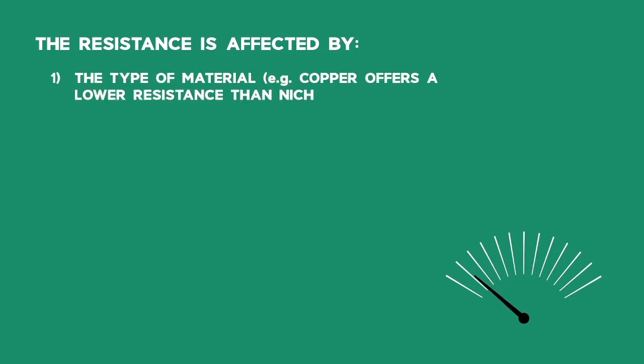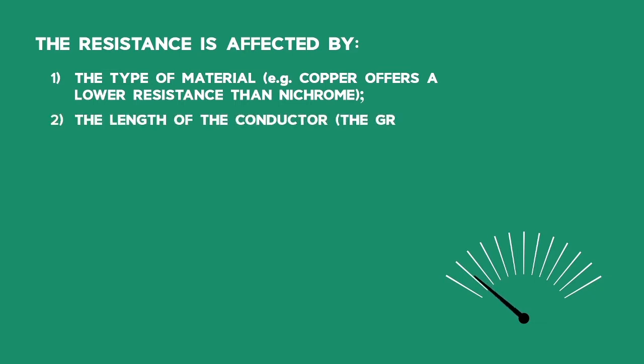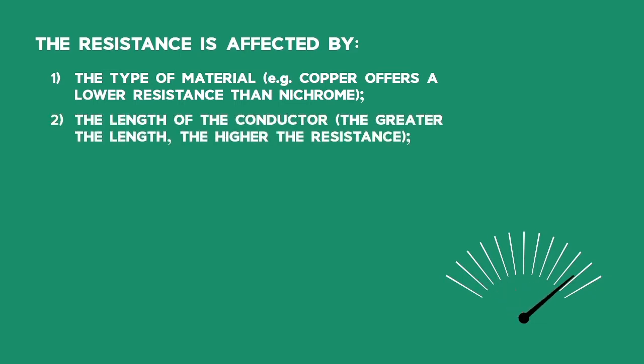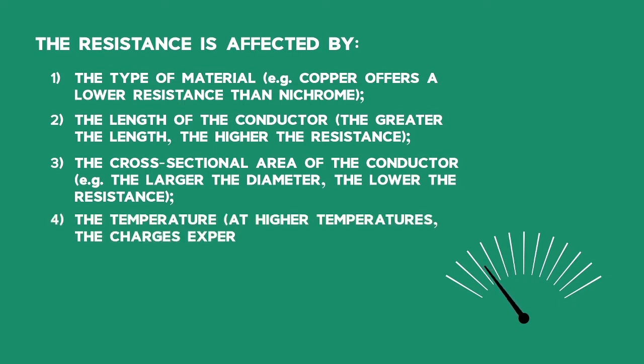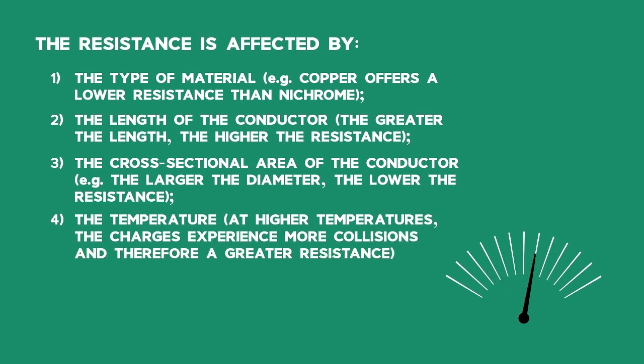This resistance is affected by the type of material. For example, copper offers a lower resistance than nichrome. The length of the conductor: the greater the length, the higher the resistance. The cross-sectional area of the conductor: for example, the larger the diameter, the lower the resistance. And the temperature. At higher temperatures, the charges experience more collisions and therefore a greater resistance.